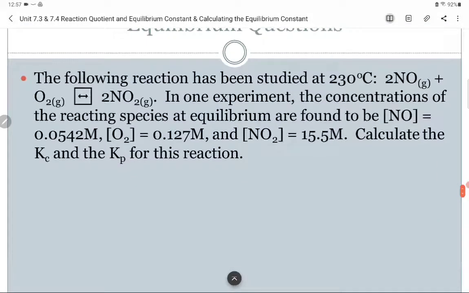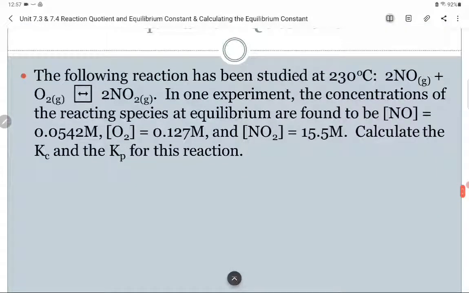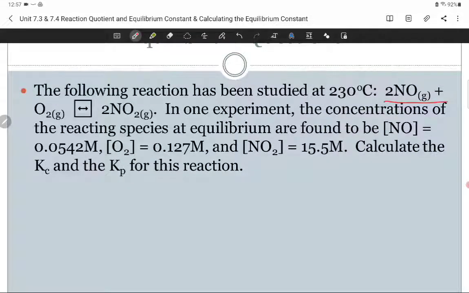Okay, so let's jump into now some math. Here is our chemical reaction. In one experiment, the concentrations of the reacting species at equilibrium are found to be the following. So at equilibrium, there's going to be reactants and products in the vessel, because reactants are becoming products, products are becoming reactants. Calculate Kc and Kp. Now, because molarities are given, we're going to start off with the Kc.